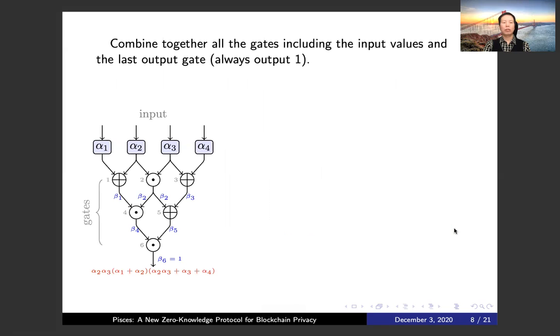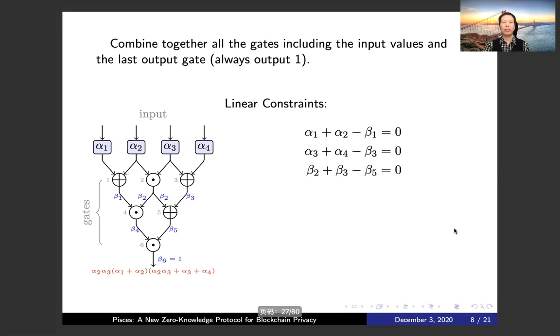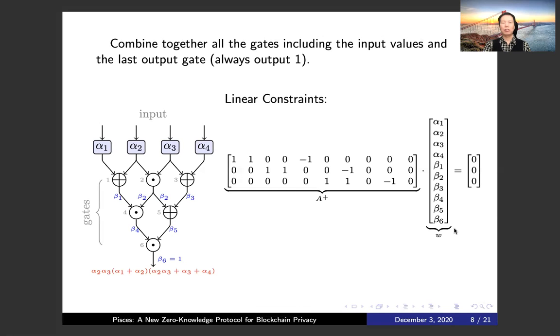So take this circuit as an example. We have 3 addition gates, so we have 3 linear constraints. Each corresponds to one addition gate. So look at the first gate. The 2 inputs are alpha 1 and alpha 2. The output is beta 1. So this constraint is alpha 1 plus alpha 2 minus beta 1 equals 0. And we write it in a matrix form like this. W contains all the input values and all the intermediate values. We have 3 constraints, so we have 3 rows in matrix A plus.